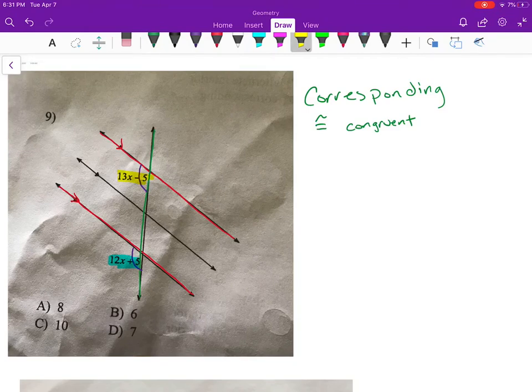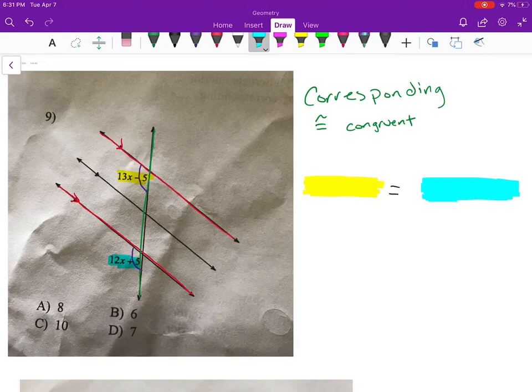So think about what I'm saying here. That yellow angle that I colored yellow is congruent, or the same measurement, or equal to that other angle that I colored blue. How do we know that? Because we know they're corresponding, because we have parallel lines and a transversal. We just remember those rules about the different types of angles.